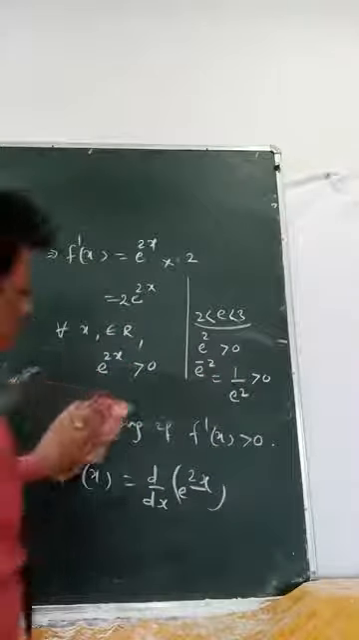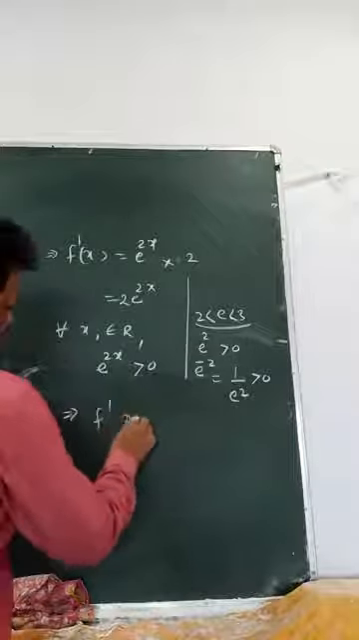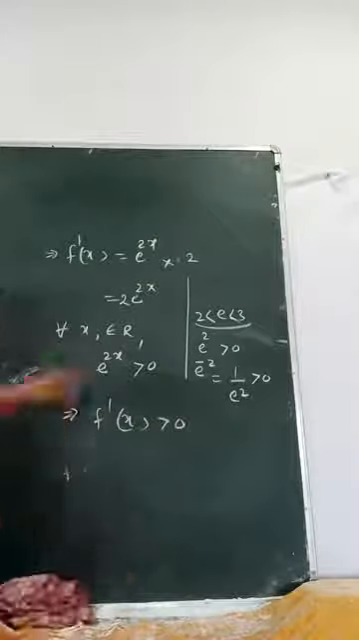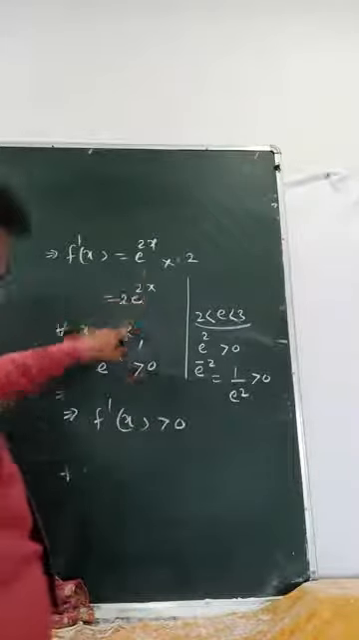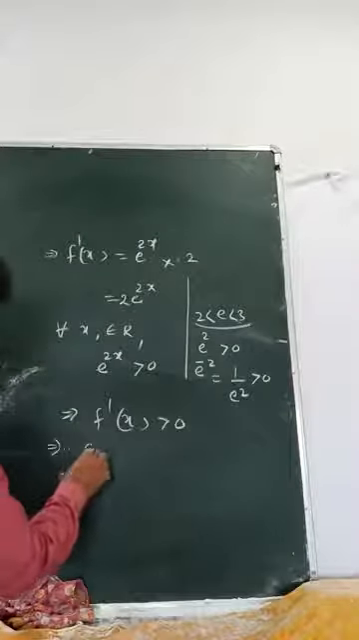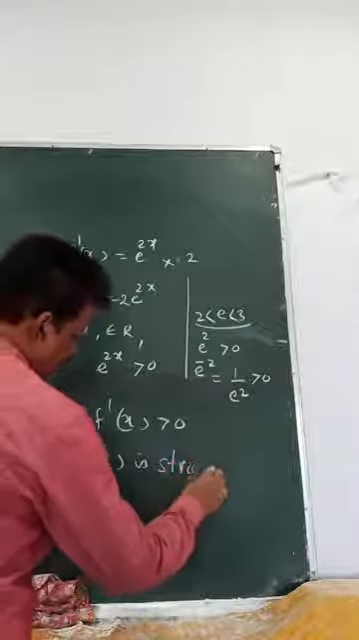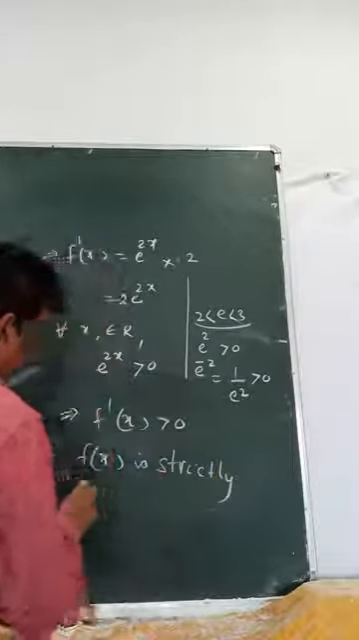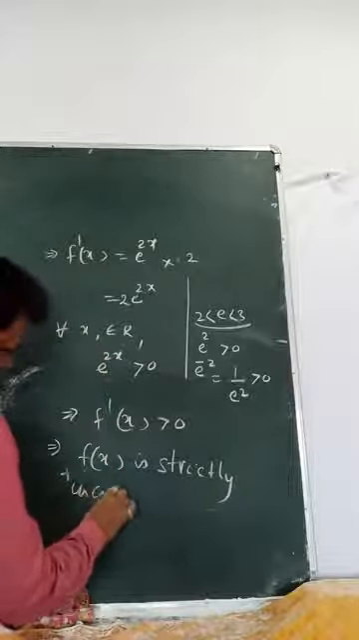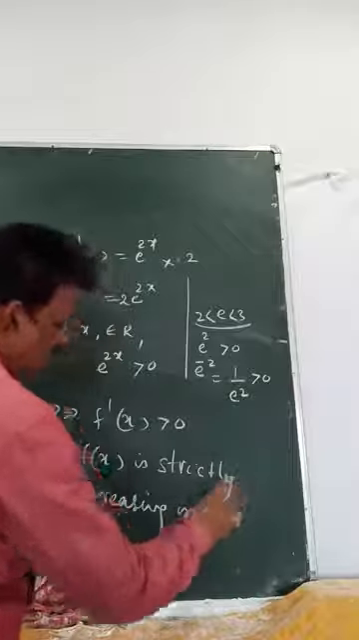So what did you get? It implies f dash x is greater than 0, because 2 times any positive number is greater than 0. So f(x) is strictly increasing on R, for any real number.